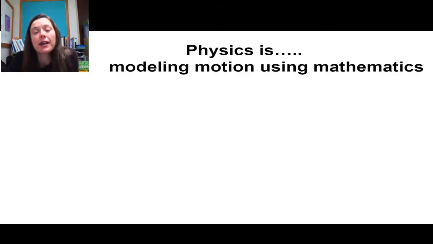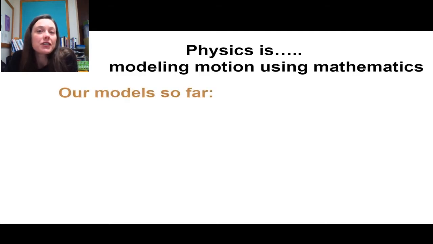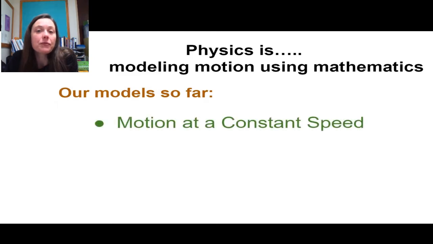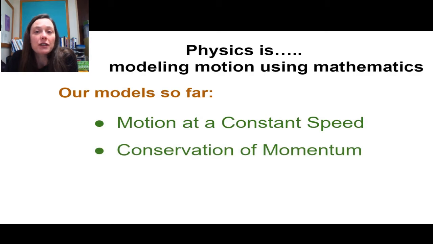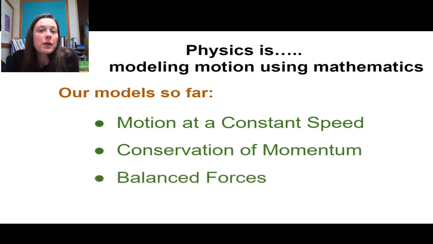Towards the beginning of the year, I introduced you to the idea of scientific models. These are basically mathematical arrangements that describe a particular situation. In some ways, we can describe physics as the process of modeling motion using mathematics. We've considered several models in our class so far. We started with a model of constant speed, then talked about the model that includes conserving momentum, and finally, we just finished looking at models where we have balanced forces that lead to constant velocity motion. Let's take just a second and review what we've talked about with each of those models so far.